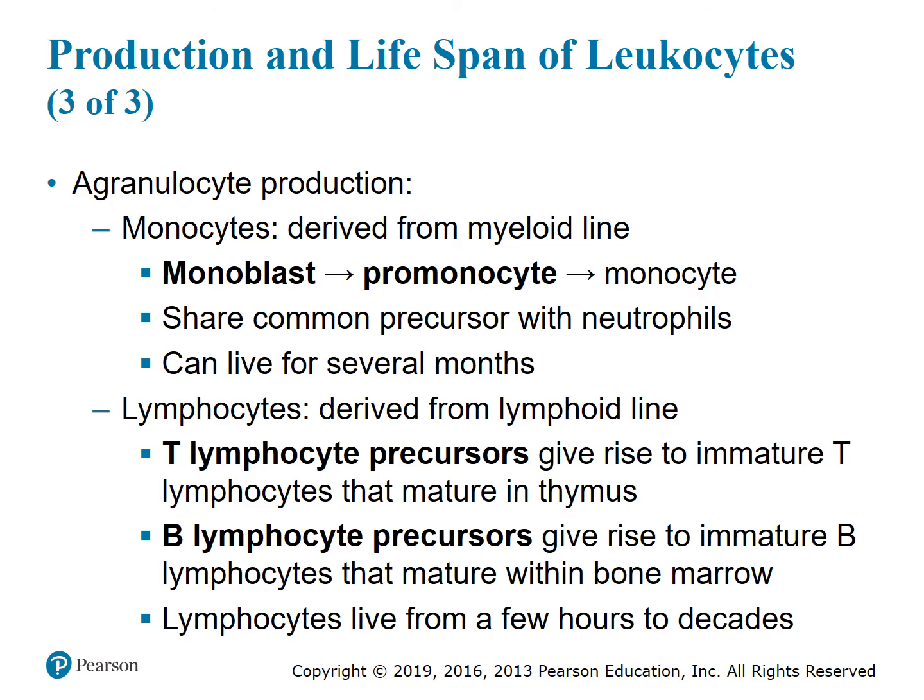Lymphocytes instead are derived from the lymphoid line. The T lymphocyte precursors give rise to immature T lymphocytes that mature in the thymus, so T for thymus. The B lymphocyte precursors give rise to immature B lymphocytes that mature within the bone marrow. And lymphocytes live from a few hours to decades.